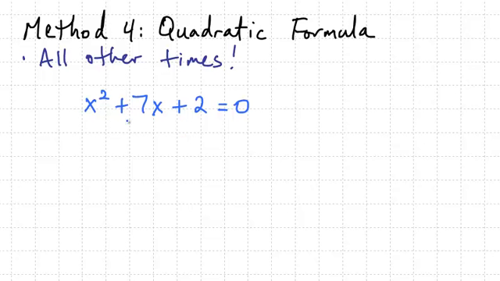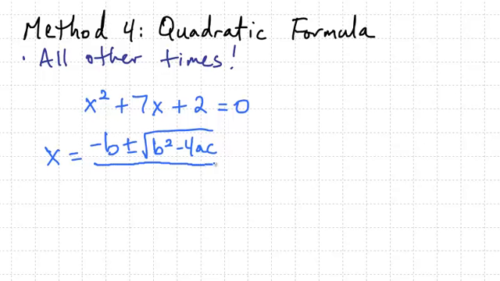The 7 here, the coefficient on the x, is odd, so if I have to complete the square, I'm going to have to be squaring 7 over 2, which I can do, but it's not very convenient. So here, I'd rather use the quadratic formula. Let me write out the quadratic formula. x equals negative b plus or minus the square root of b squared minus 4ac, all over 2a.